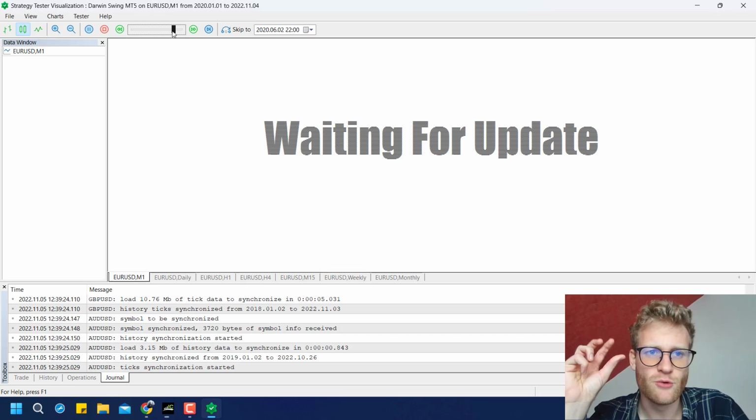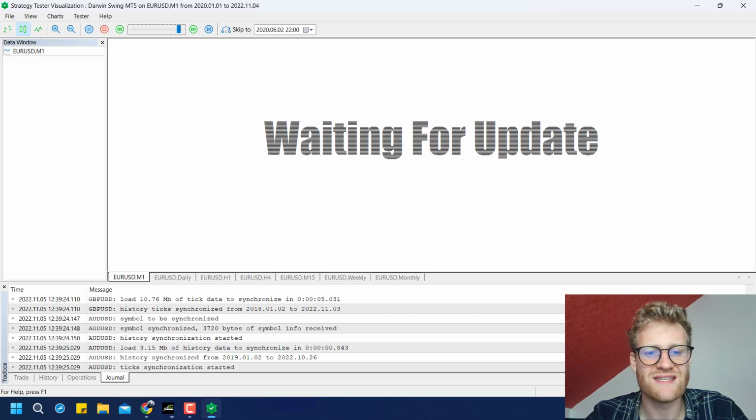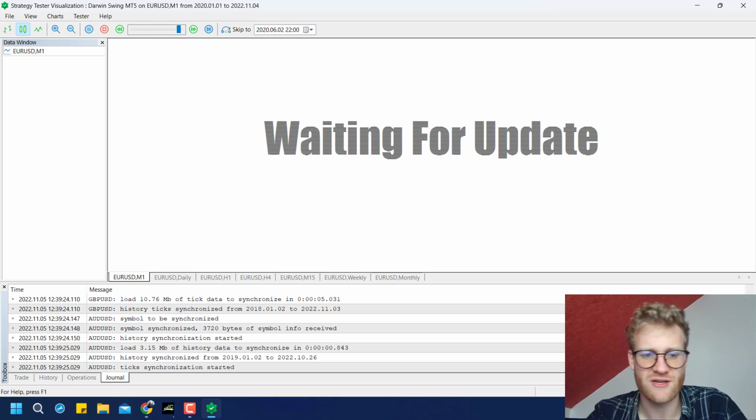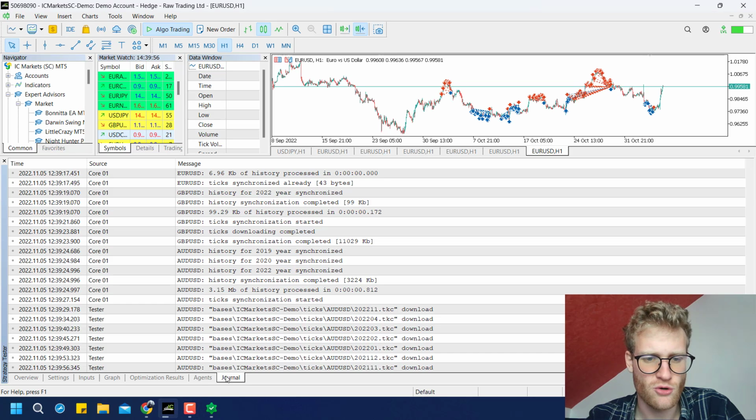Don't get me wrong. You will still have more slippage and more overall costs in live trading than you see in the strategy tester. And you will still see some trades that are executed differently, I think. But let's just wait until this test is loaded here.